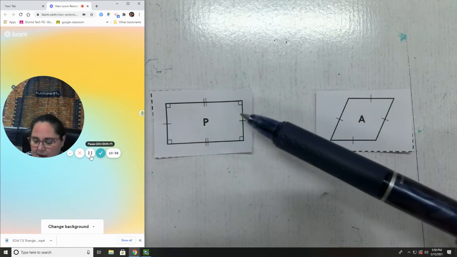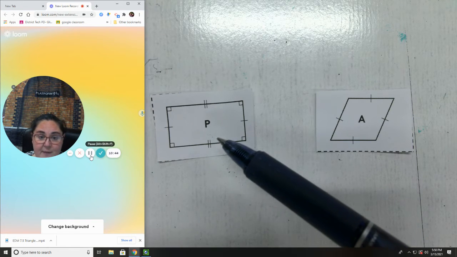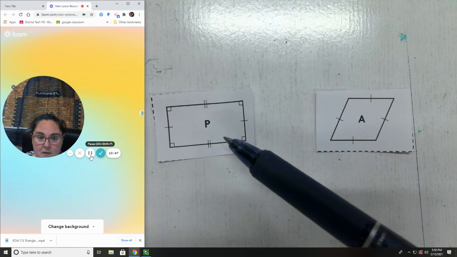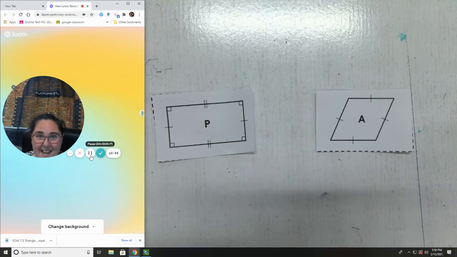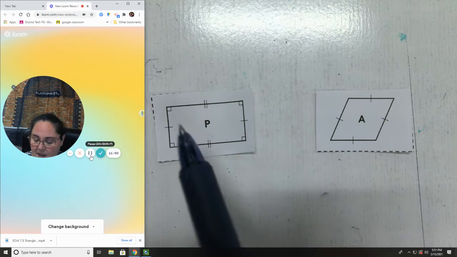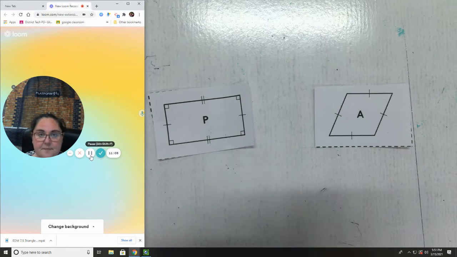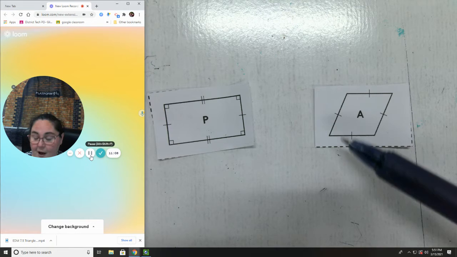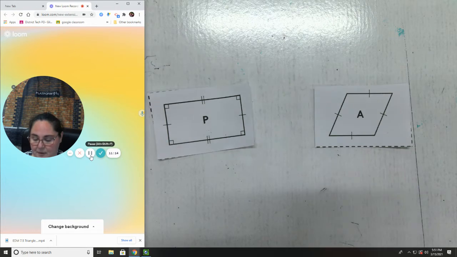So if I look at this shape right here, I see that all four corners make a 90-degree angle. That means that this is a rectangle. Do these corners make a 90-degree angle? Nope. That could be one difference that you saw. Also, something that I noticed is on this side, these two are the same and those two are the same. But for A, all of them are the same. So that is our test property.